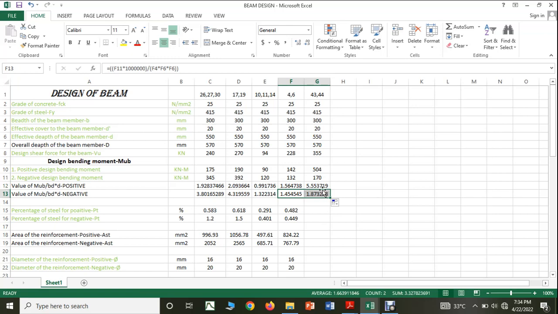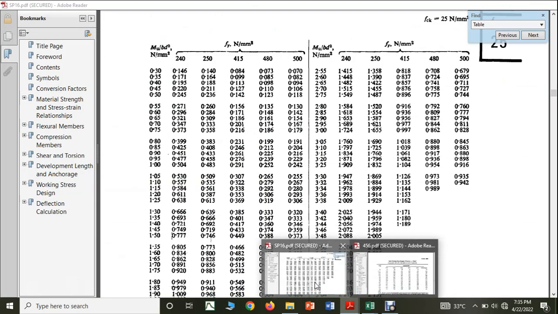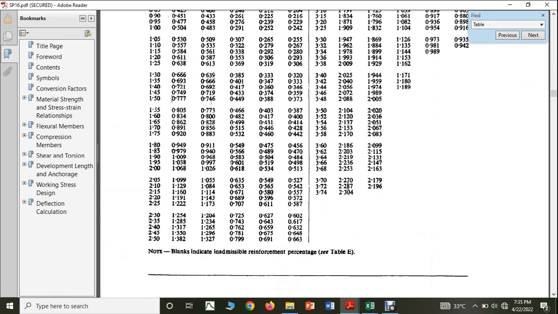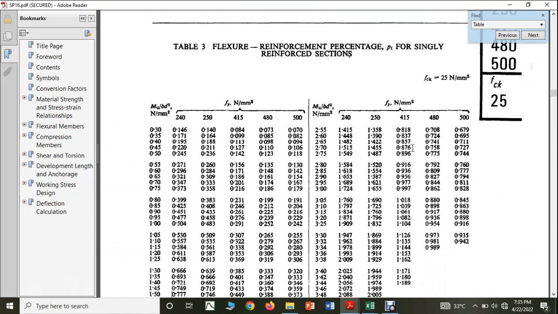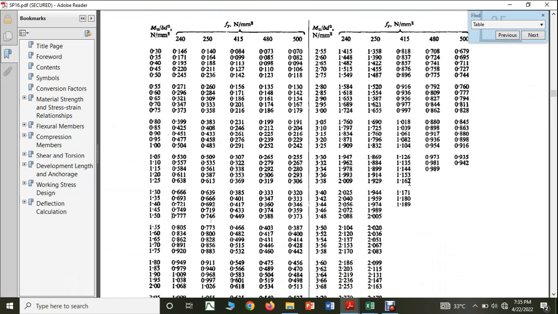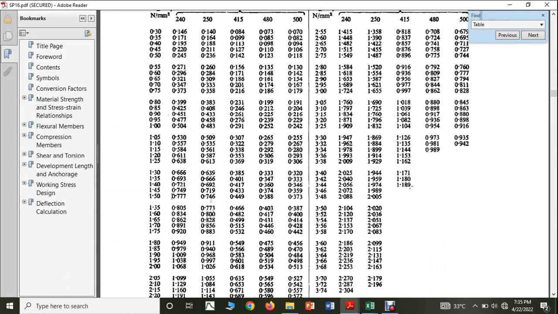If we see that the positive bending moment value is very high, that Mu by bd square value, you won't get it from the table itself, because from the table the last value is this one. So therefore the maximum reinforcement that I can provide is 4%. So therefore let us give the value of 3% of steel.